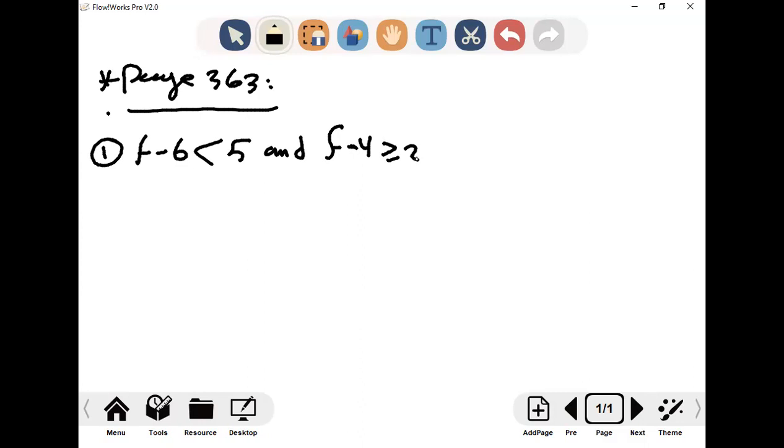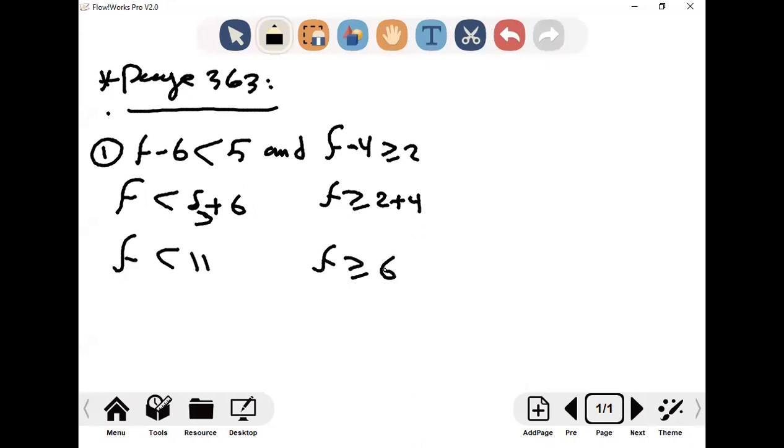So here f is less than 5 plus 6, and here f is more than or equal to 2 plus 4. Here f is less than 11, and here f is more than or equal to 6. Now here we search for the intersection, or the common area. So let's graph them to know where the solutions are.